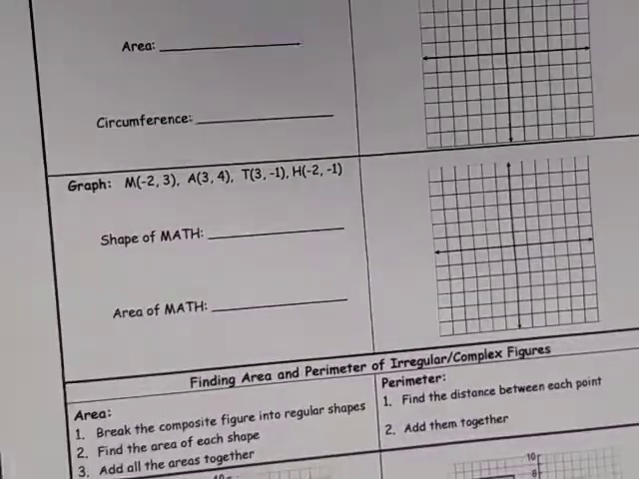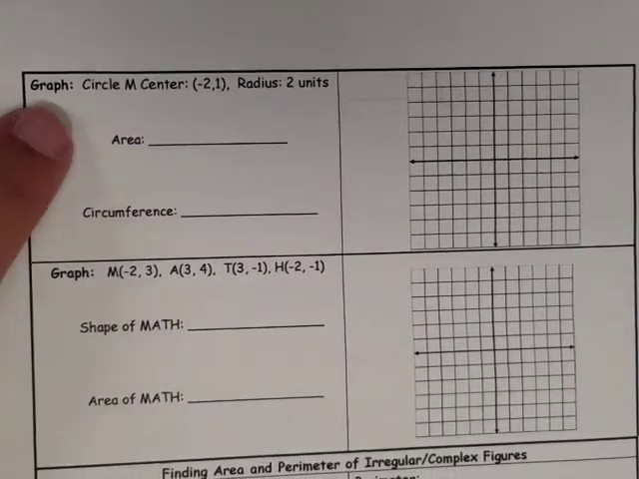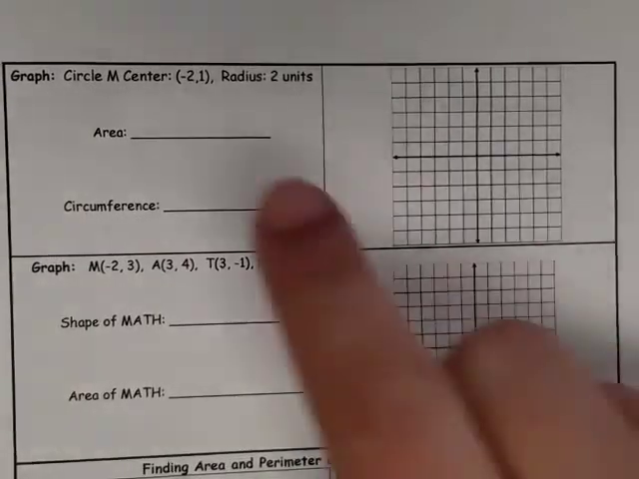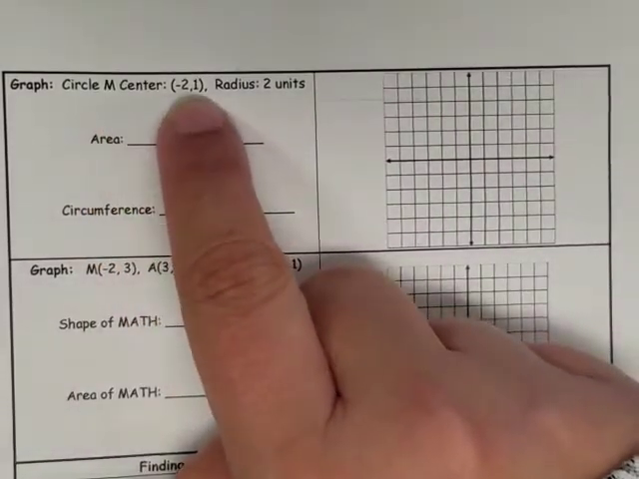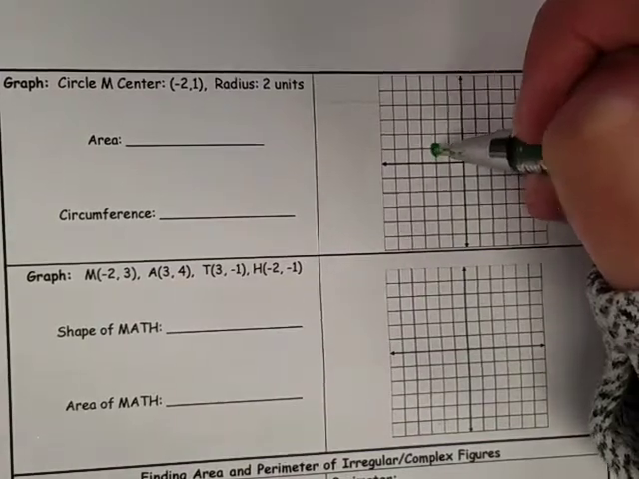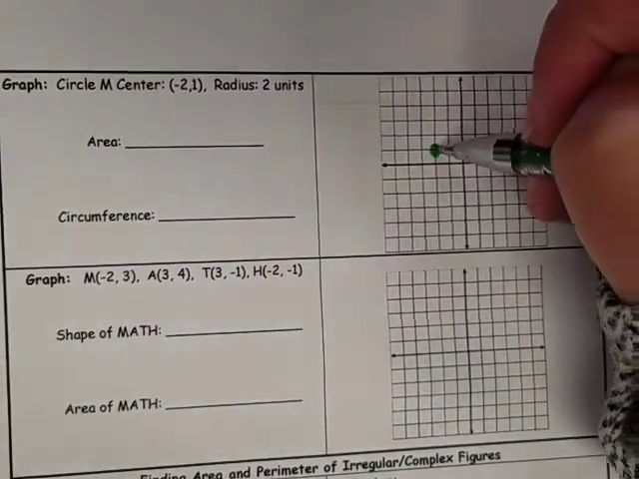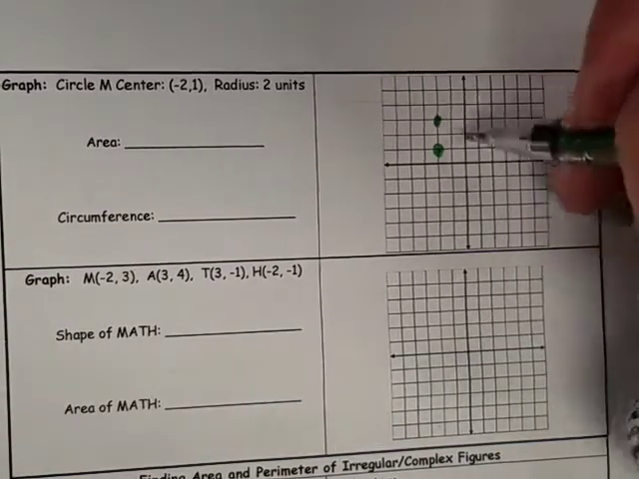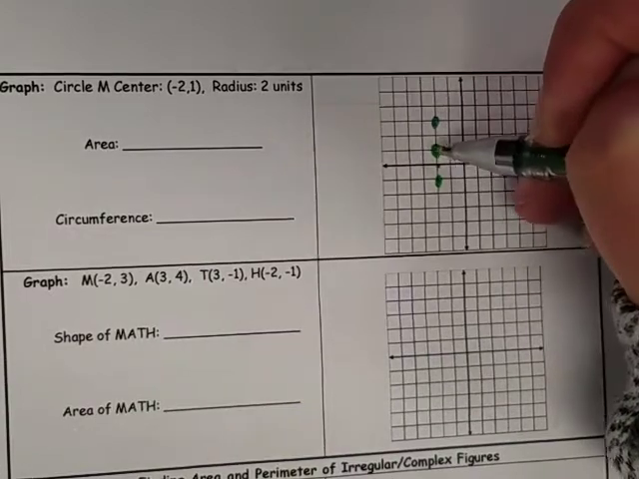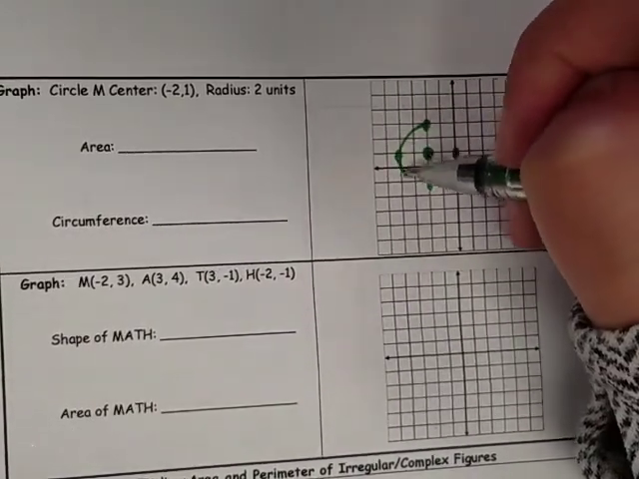Okay, over here, I'm going to help you set up this one because it is a circle. So that one's going to be a little different than the other ones. Circle M has a center of negative 2, 1. So go negative 2 and up 1. And then it has a radius of 2 units. That means the radius goes from the center to the outside. So we're going to hit here, but we're also going to hit here and here and here. And then what we're going to do is just connect.